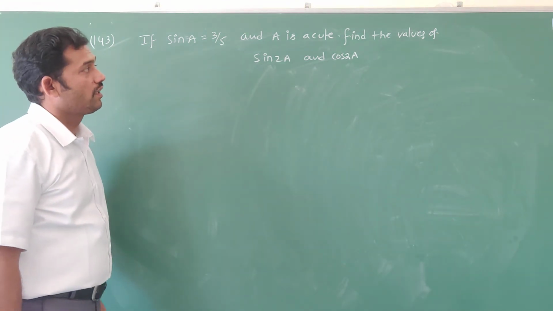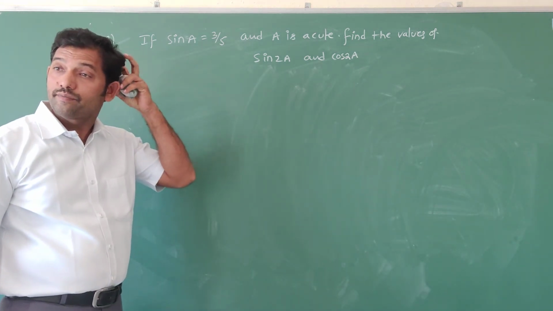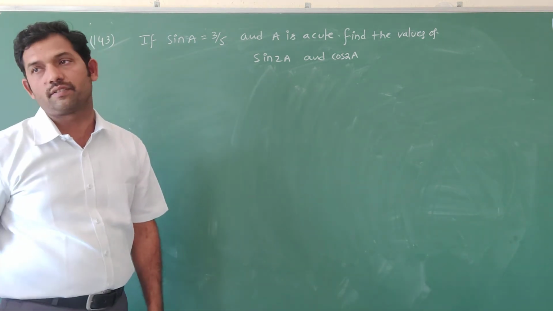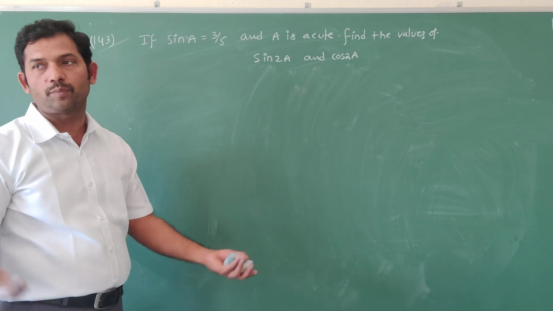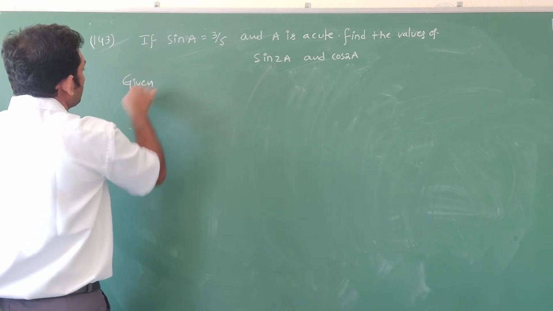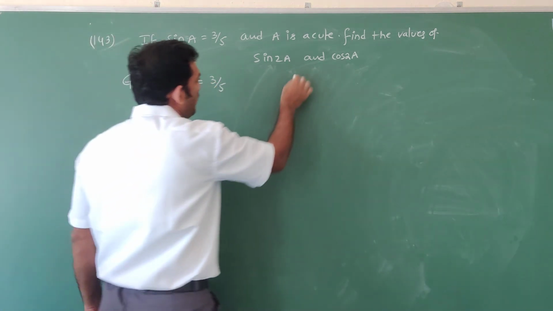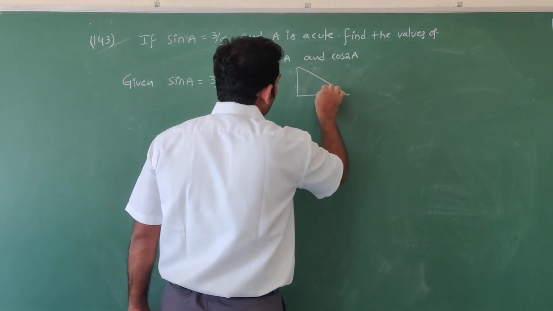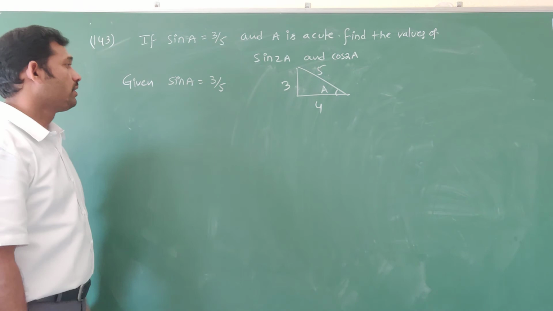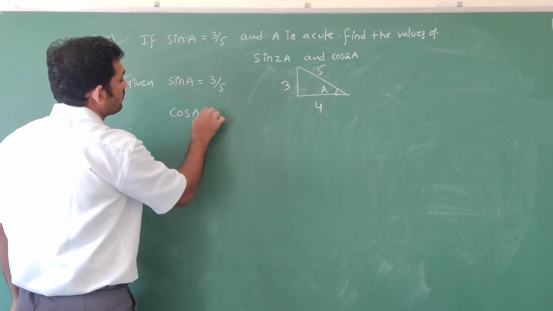See this, A is acute. A is acute means less than 90 degrees, which means A is in the first quadrant. First quadrant means all trigonometric functions are positive. Given sin A is equal to 3 by 5, so you take one right angle triangle. This is 3, this is 5, obviously this is 4. From this right angle triangle you write the cos A value. What happens? 4 by 5.